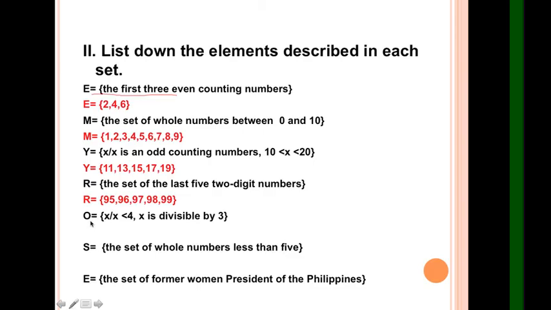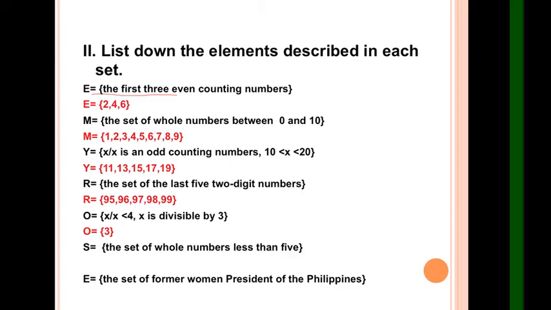Okay, next. Set O is the set of x such that x is less than 4 and x is divisible by 3. What are the numbers that are less than 4 and at the same time can be divided by 3? And there is only one, right? That is only 3. This 3 is less than 4. At the same time, 3 is divisible by 3. You can divide 3 by 3.